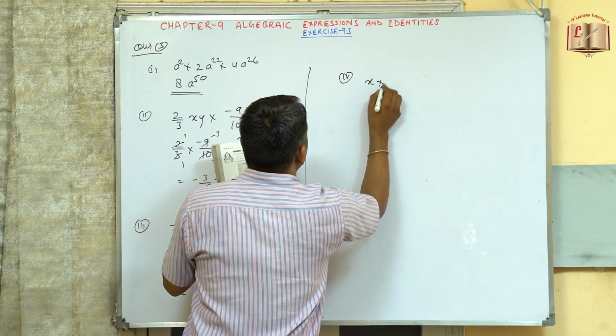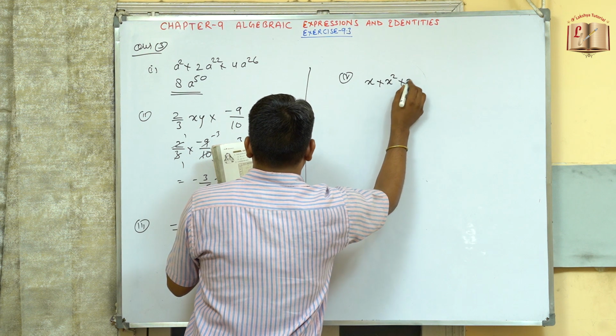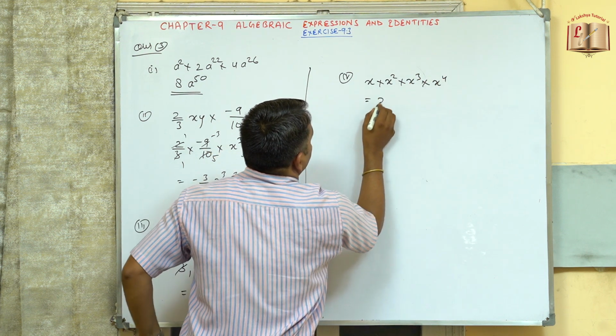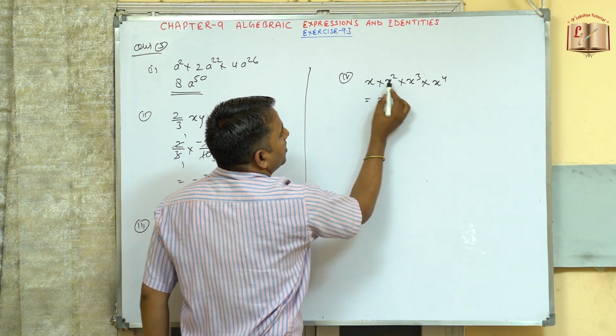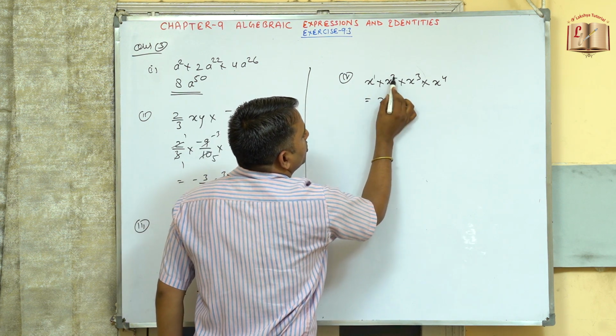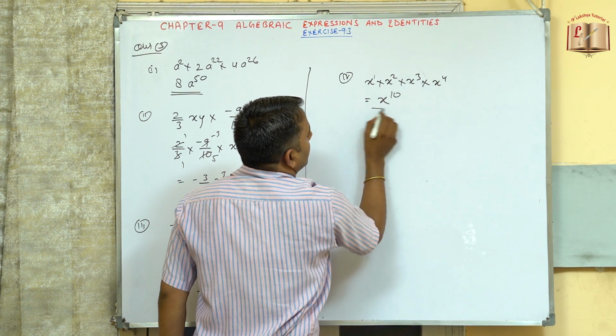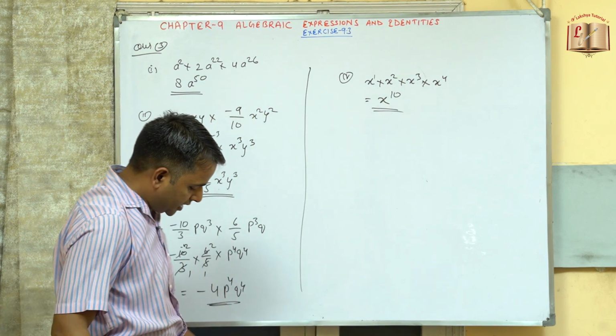So this is x into x square into x cube into x to the power 4. So now all the powers will be added up. This is 1, so 2 plus 1 is 3, 3 plus 3 is 6, 6 plus 4 is 10. So this is now x to the power 10 as the answer.